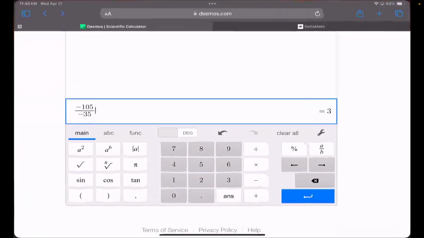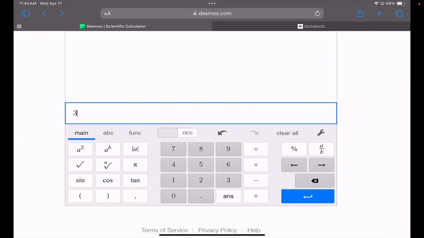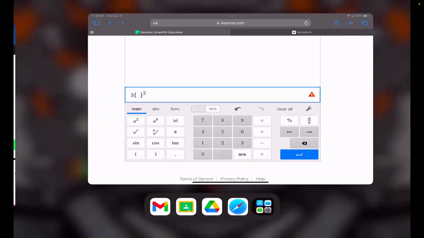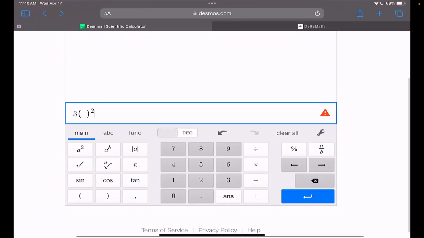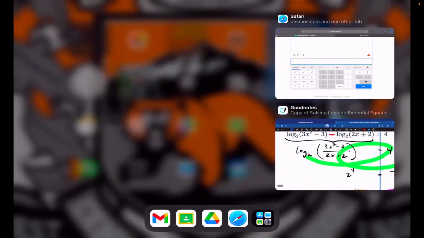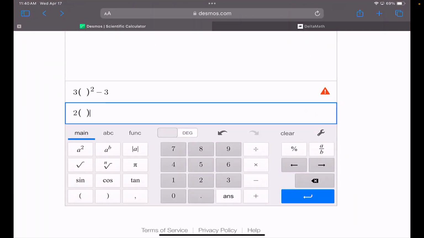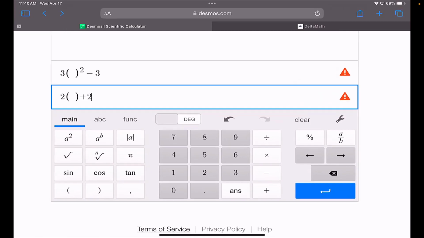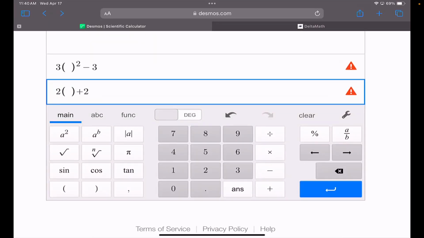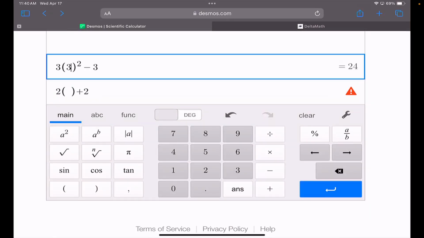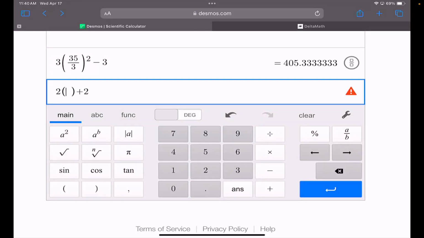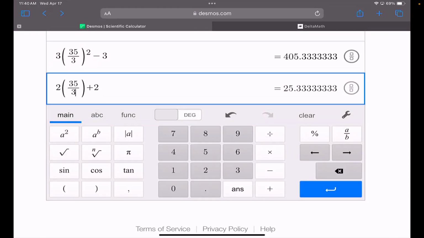The first parentheses said 3 times x squared minus 3. The second parenthesis said 2x squared plus 2. I'm going to plug my answers in there. One of my answers was 35 over 3. 35 divided by 3. Both of them give me positive answers. 35 over 3 is okay.